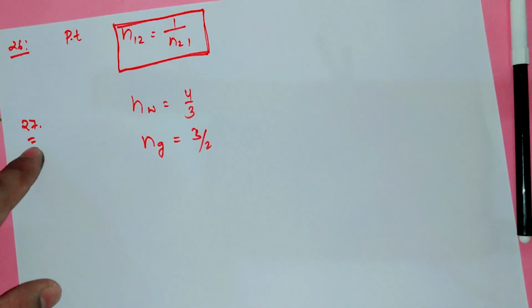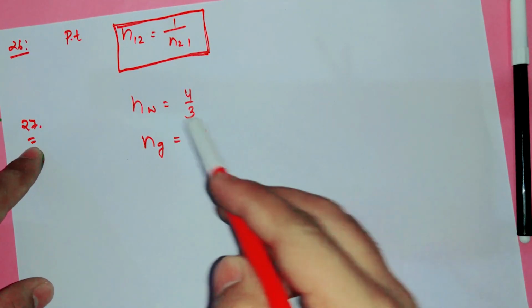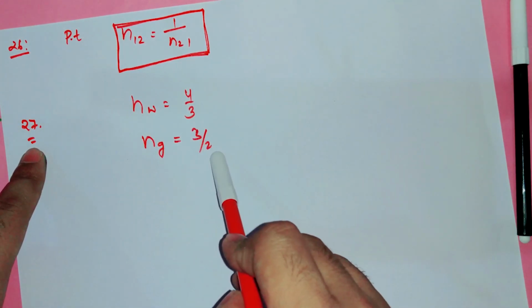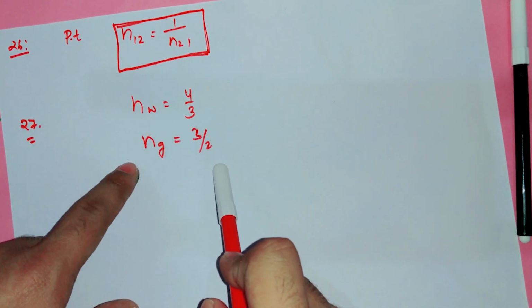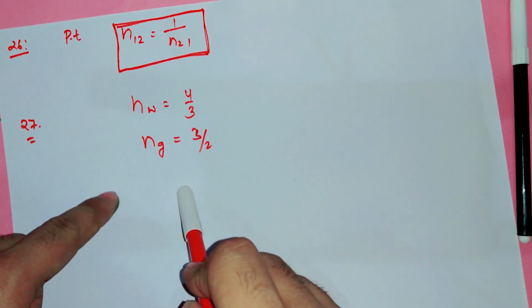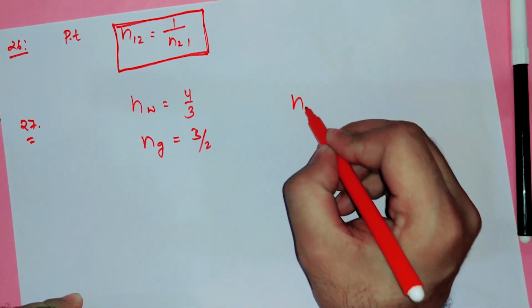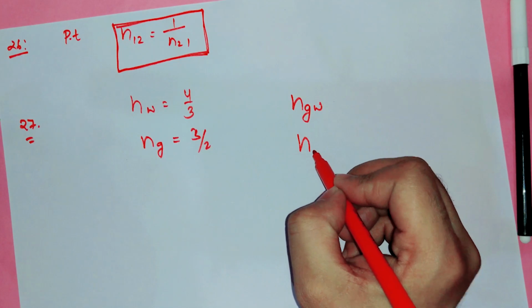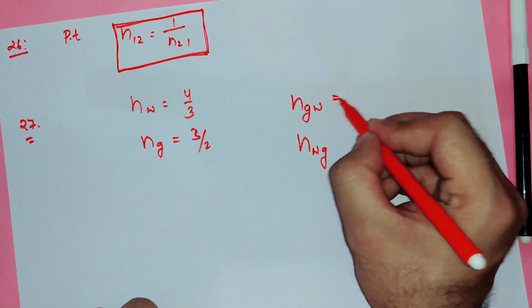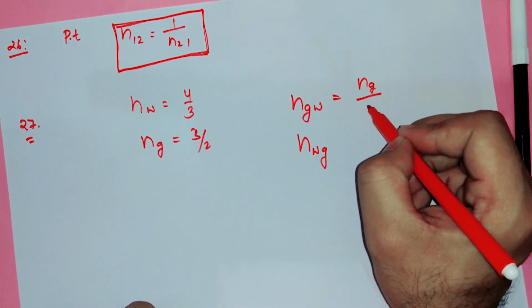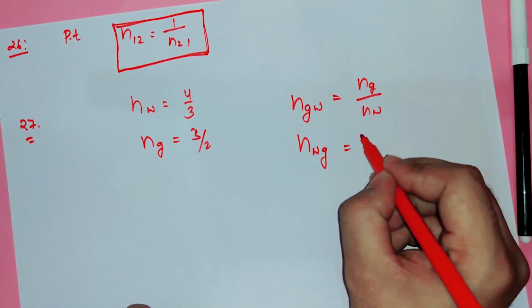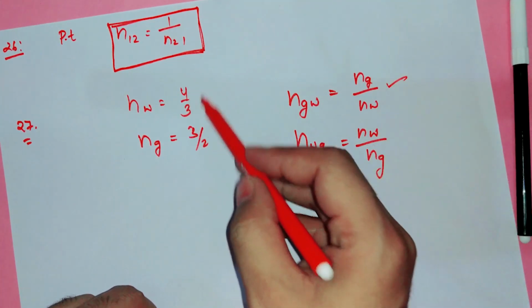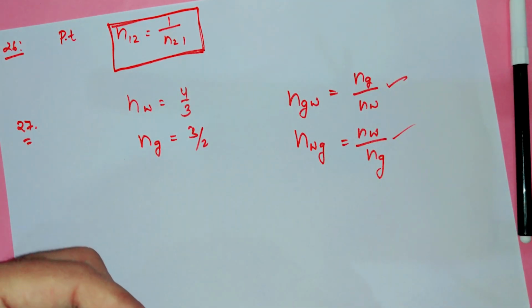Now in question number 27, it is given that the refractive index of water is 4 upon 3 and the refractive index of glass is 3 by 2. Again, these are absolute refractive indices. So we have to calculate the refractive index of glass with respect to water, and vice versa, means the refractive index of water with respect to glass. So this is simple. Refractive index of glass divided by refractive index of water, and this is refractive index of water divided by refractive index of glass. Now you can put these values and you will get the answer.